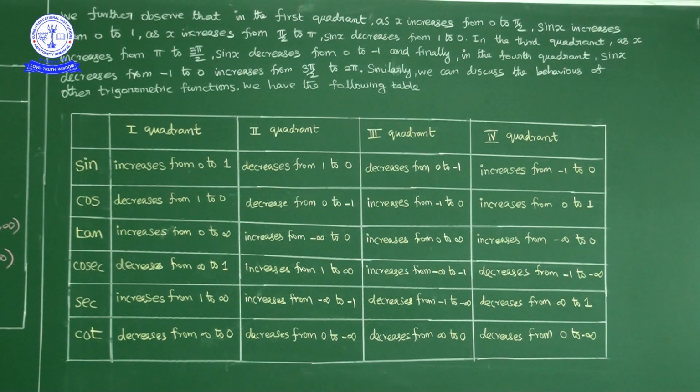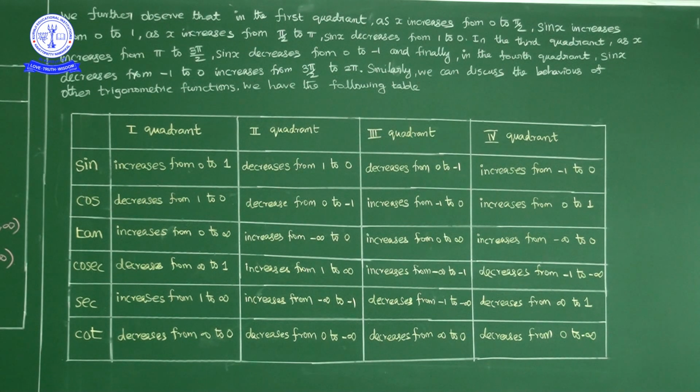Okay. Now sin x is positive in first quadrant and second quadrant. In third quadrant and fourth quadrant sin x is negative. Okay. Now cos x is positive in first and fourth quadrant, negative in second and third quadrant.